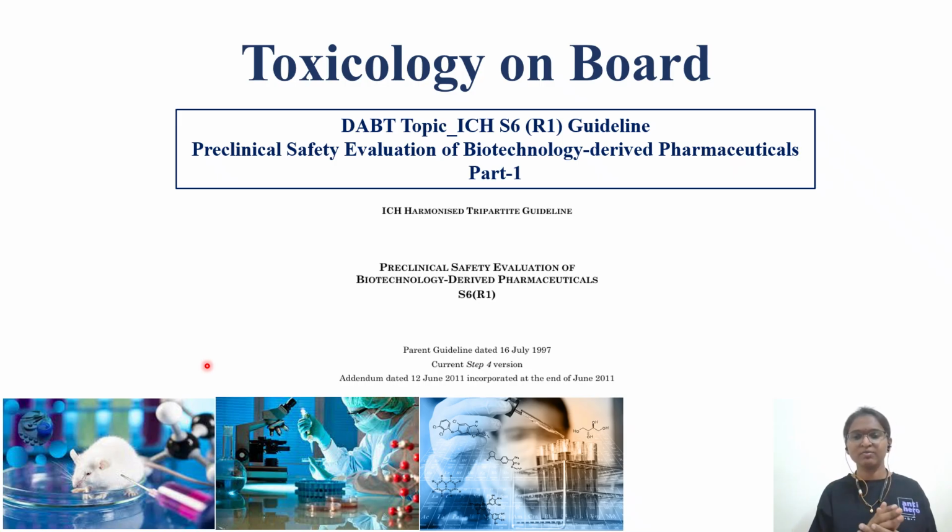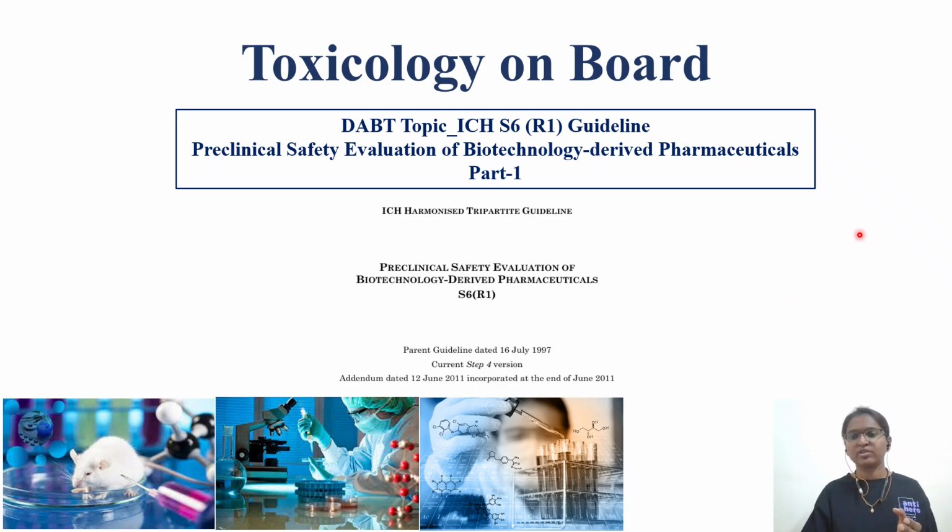So we'll discuss this guideline in two parts. Another thing we have to remember with respect to the ICH S6 R1 guideline is that the first guideline came in 1996. Then in 2011 they added an addendum. Always understand these guidelines are dynamic. New information keeps coming, so based on the challenges which pharmaceutical industries and scientists face, these guidelines will be updated either in the form of an addendum or appendix or in the form of a revision. So this is S6 R1, revision 1.